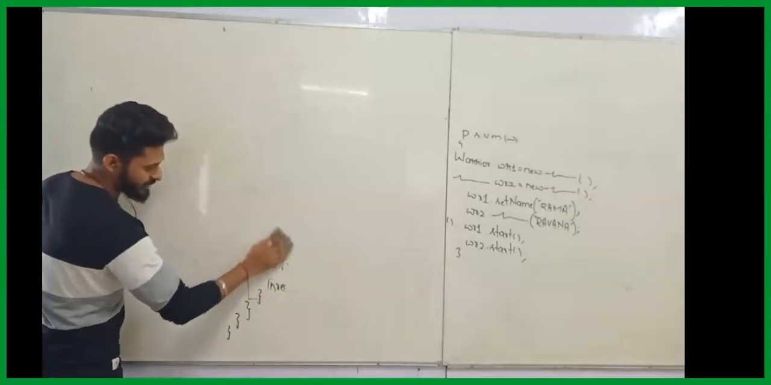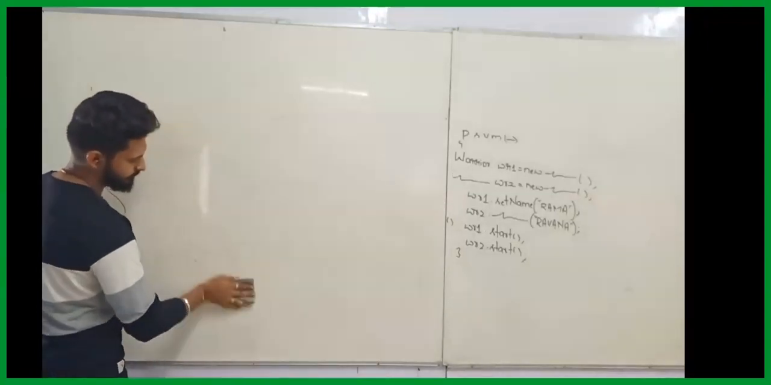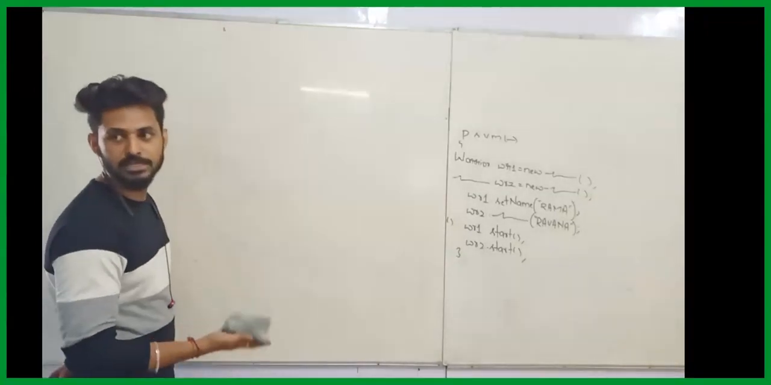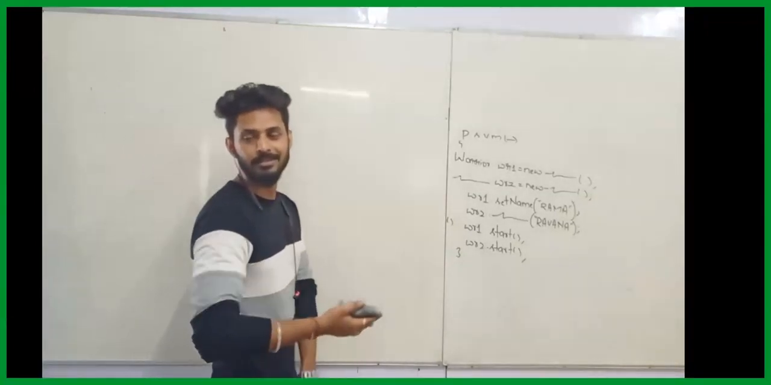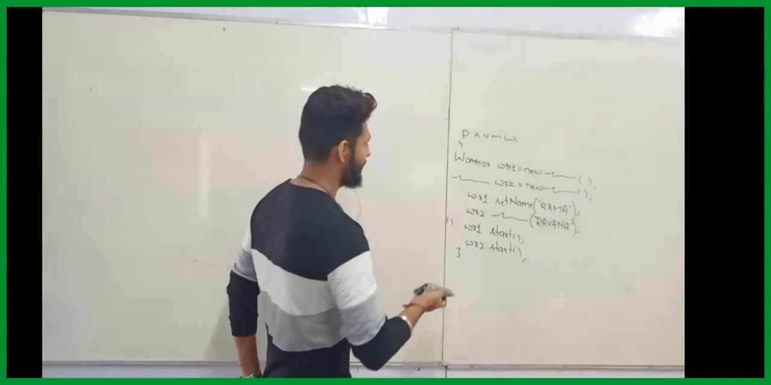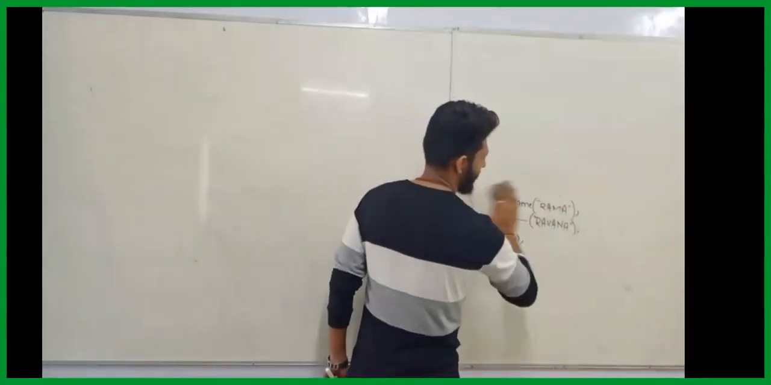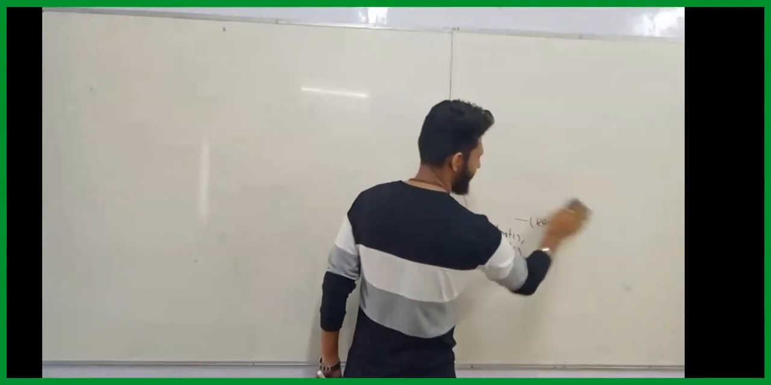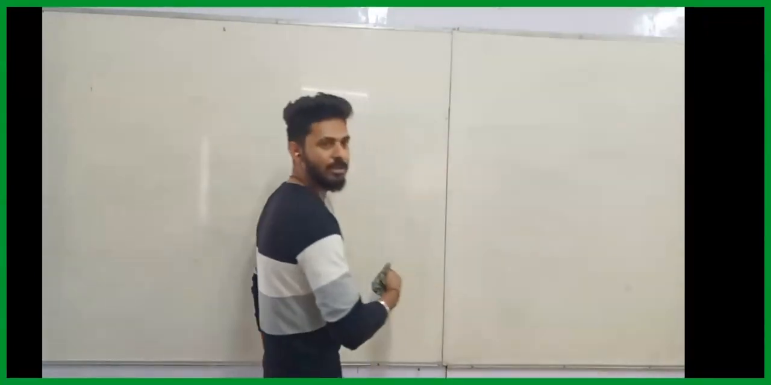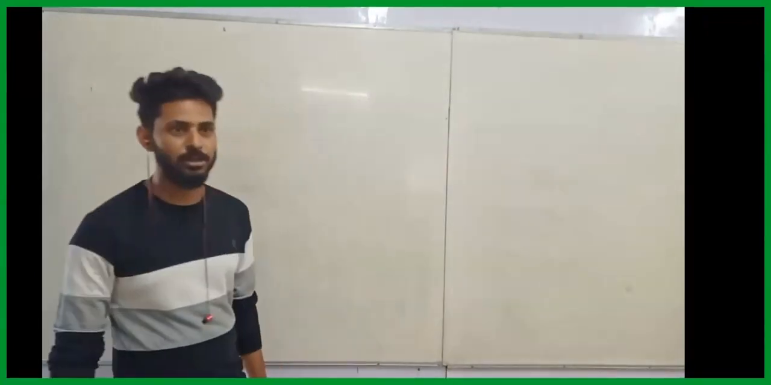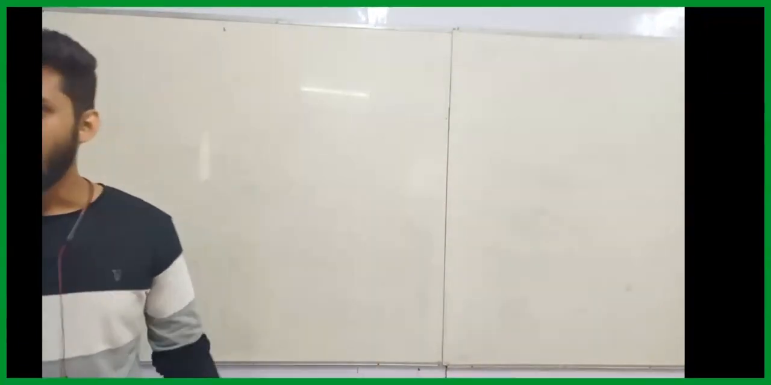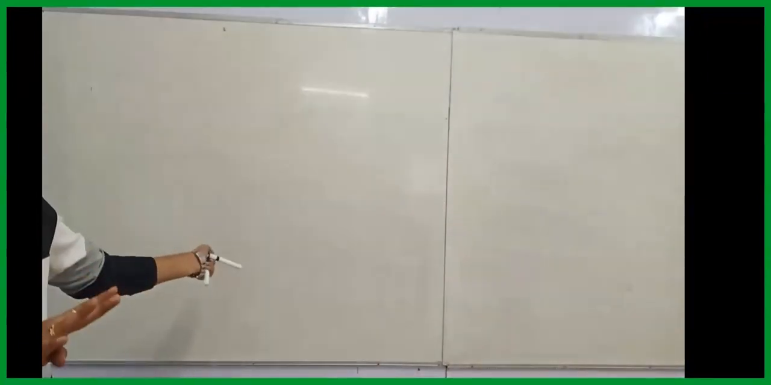How many states are there? States of thread. Previously I explained, right? 4 states only. Whatever I have written with circles, only 4 I have written.